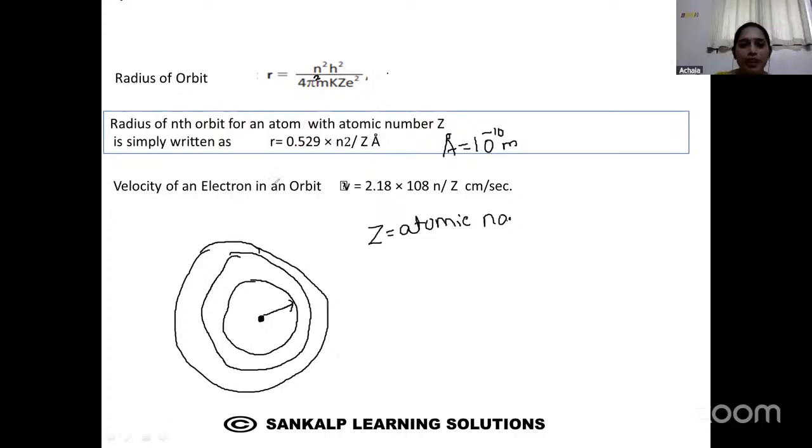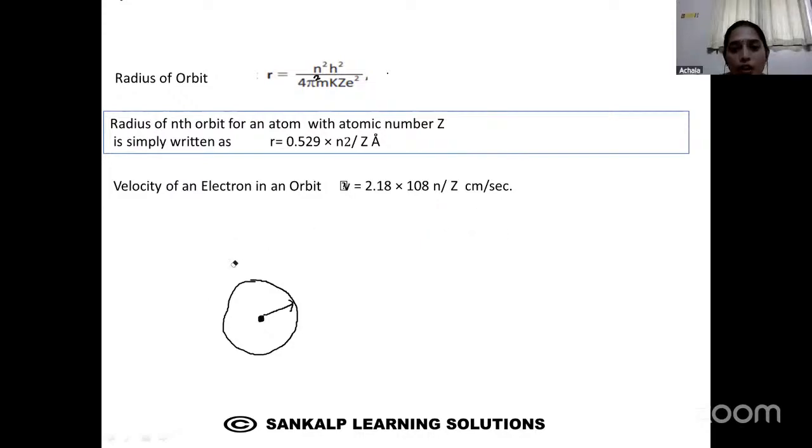The radius will be in angstrom. How to find out the velocity of an electron in an orbit? v is equal to 2.18 into 10 raised to 8 into n by z. This 2.18 into 10 raised to 8 is a constant value, whereas n by z: n is again the number of the orbit in which the electron is present, and z is its atomic number.